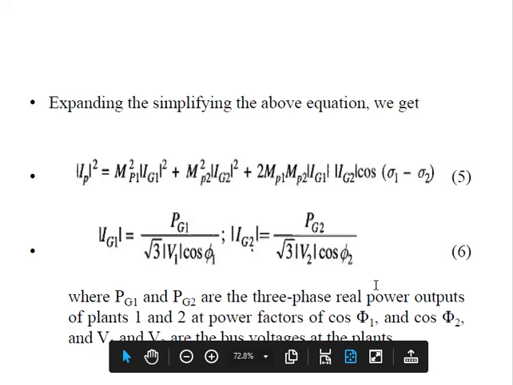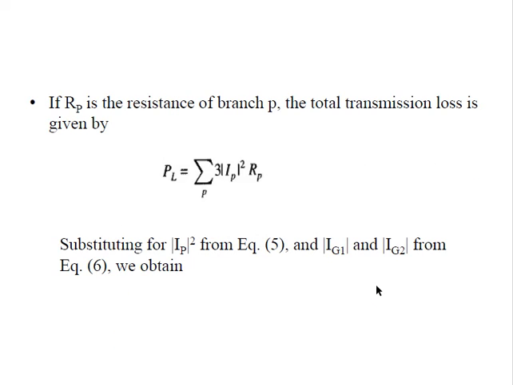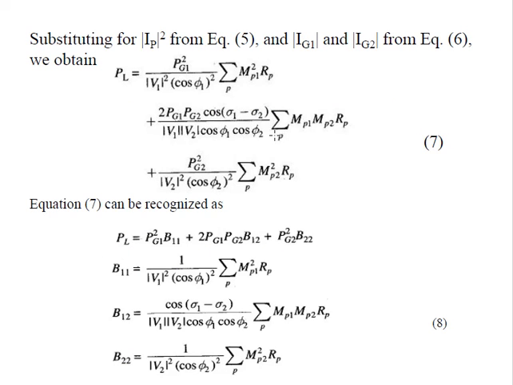So we can substitute this equation 6 in 5, and we know that our total three phase transmission loss is nothing but 3 I square R. Rp is the resistance of the branch p. We can conclude that PL is nothing but sigma of 3 into Ip square into Rp. So substitute equation number 5 and the Iz1 Iz2 values from 6 in the power loss formula, that is PL formula. We can achieve equation number 7. So this is equation number 7.